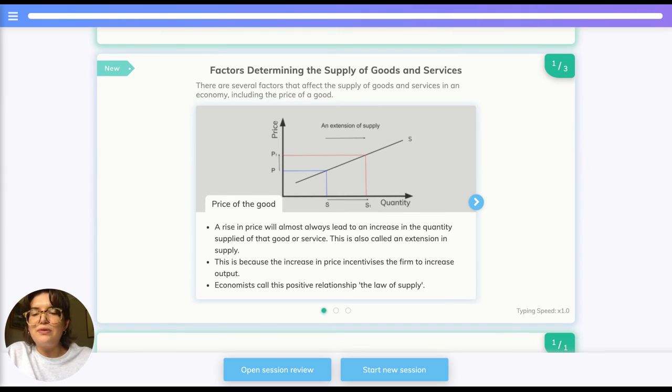Firstly, let's talk about the price of the good. A rise in price will almost always lead to an increase in the quantity supplied of that good or service. This is called an extension in supply. This is because the increase in price incentivizes the firm to increase their output. Economists call this positive relationship the law of supply, and that's why your supply curve is shaped upwards in comparison to the demand curve.